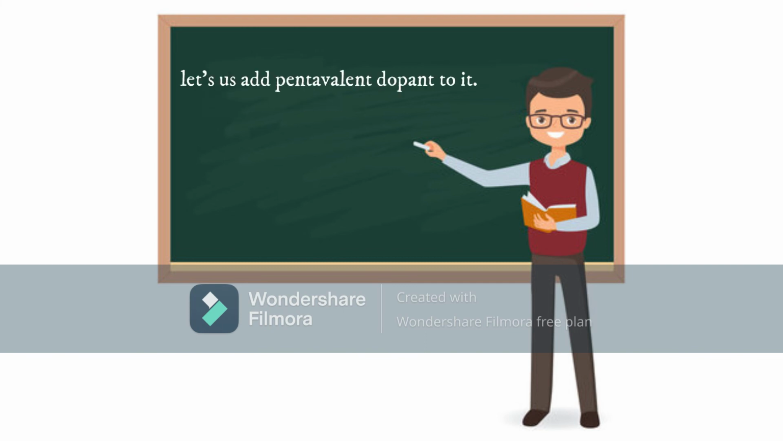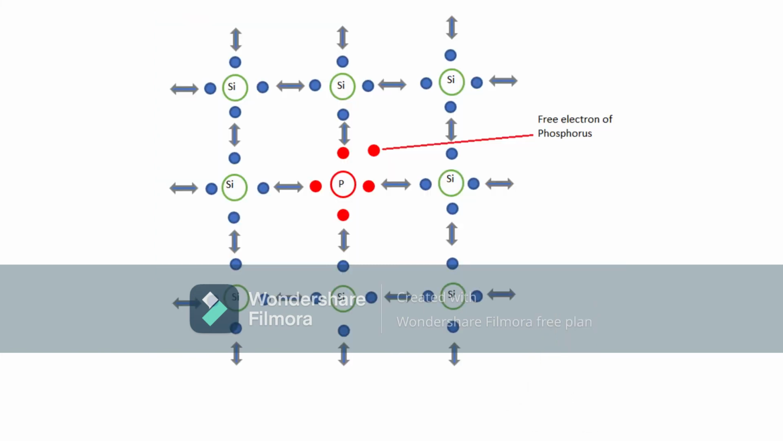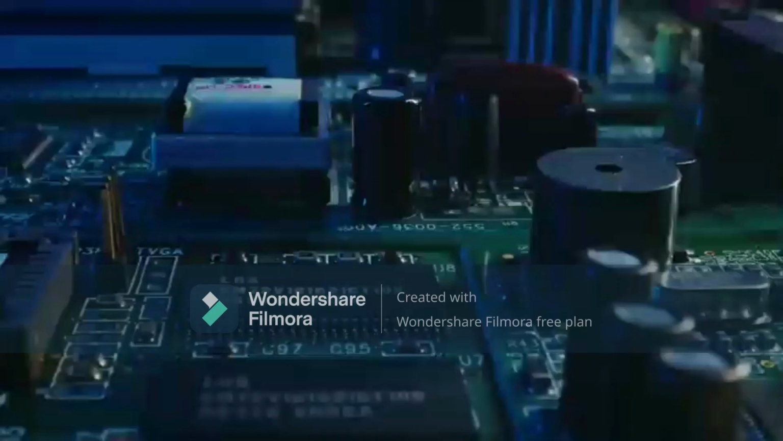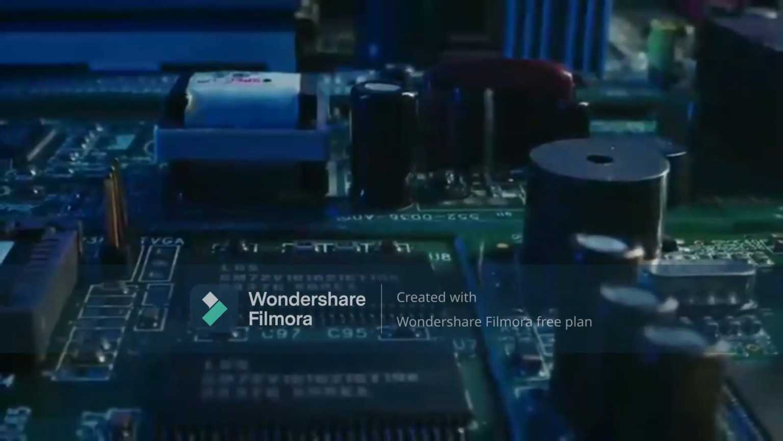Now let's have a look, if we add a pentavalent dopant to this pure Si material. When we add a pentavalent atom to it, say, phosphorus, 4 electrons of phosphorus make bond with 4 silicon atoms, and there is 1 free electron of phosphorus left, which takes part in the conduction. This type of semiconductors, which have electrons for the conduction, are called N-type semiconductors. Both holes and the electrons are called as charge carriers. This was the explanation about the construction of semiconductors.